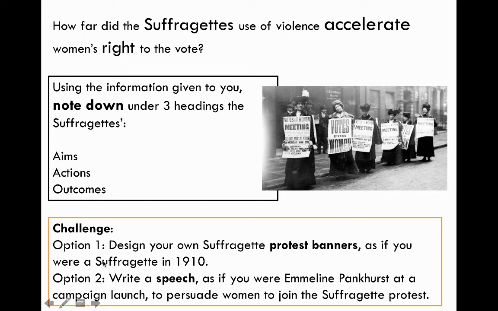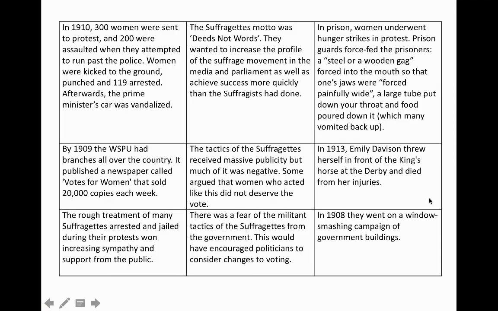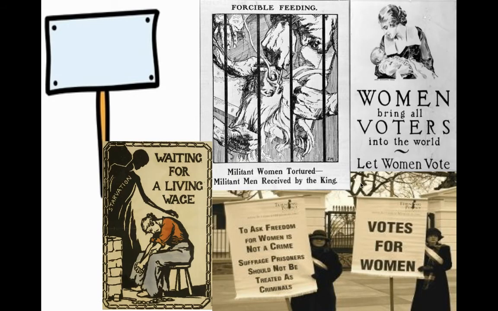When you've done that, 2 optional challenges. Like you did in the last suffragist lesson, make your own suffragette protest banner. How would it be different to the one you did before? Think about how the actions and the outcomes were maybe slightly different. And secondly, you could write a speech as if you were Emmeline Pankhurst. What would she say? What would she do to try and persuade women to join the suffragette protest? All of these are on the worksheet as well. These are just some ideas to help you for your banner. Take some of these as inspiration to guide your phrases, images, whatever.